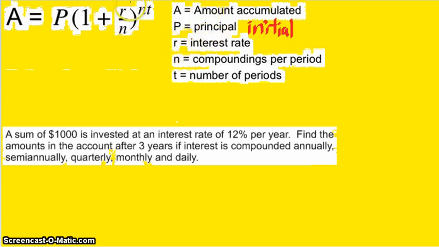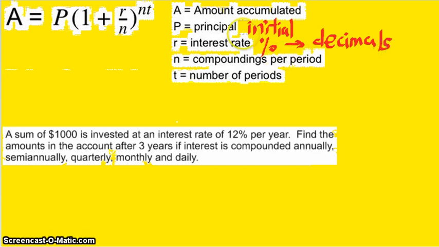And R is the interest rate, and most of the time they will give you R in terms of percent, but make sure you change percent to decimals. Okay, decimals. And then finally we have N and T.